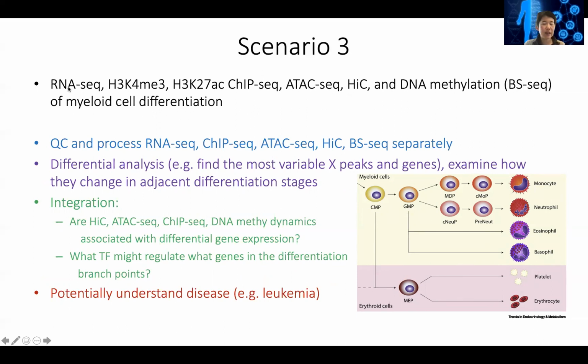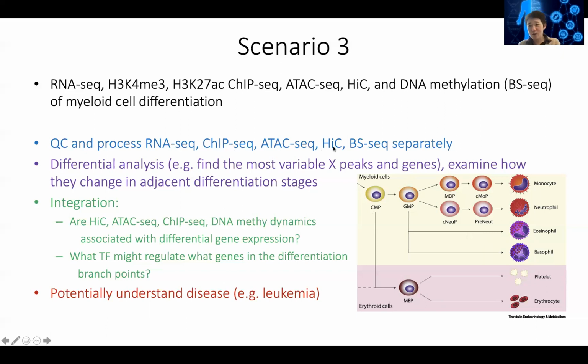We potentially generate RNA-seq, histone mark ChIP-seq, ATAC-seq, but let's just say we also generated Hi-C data and the DNA methylation in all the conditions. So it's a very expensive experiment. And so you might also want to start with QC and processing of each data separately. So, like RSEM, mapping reads, and MACS.